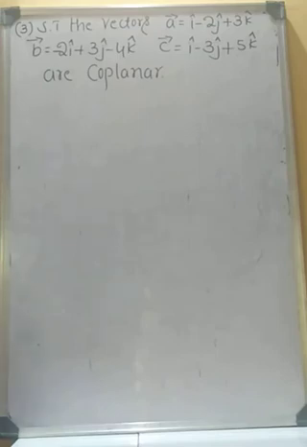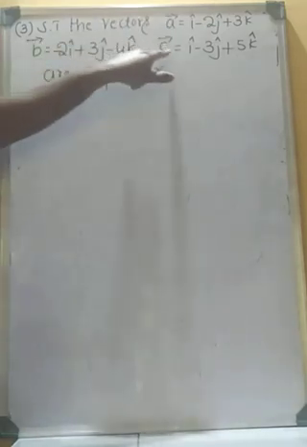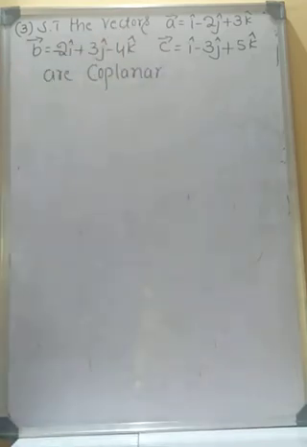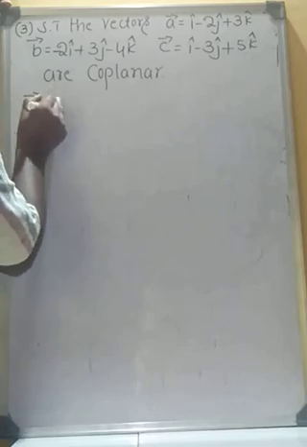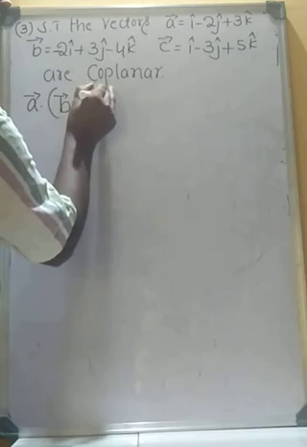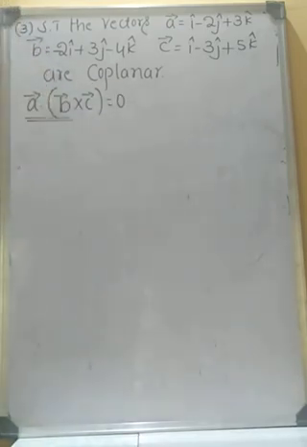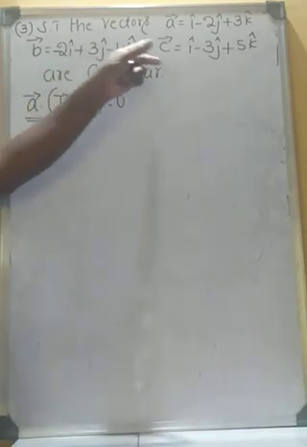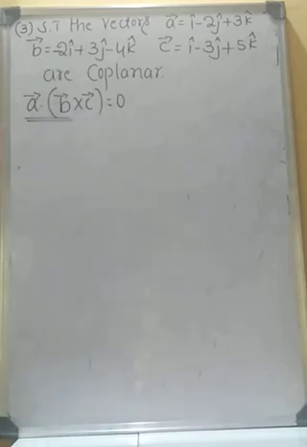Coplanar means three vectors A, B and C are coplanar if and only if A dot B cross C is equal to 0. If the box product of these three vectors is 0, that means they are coplanar.